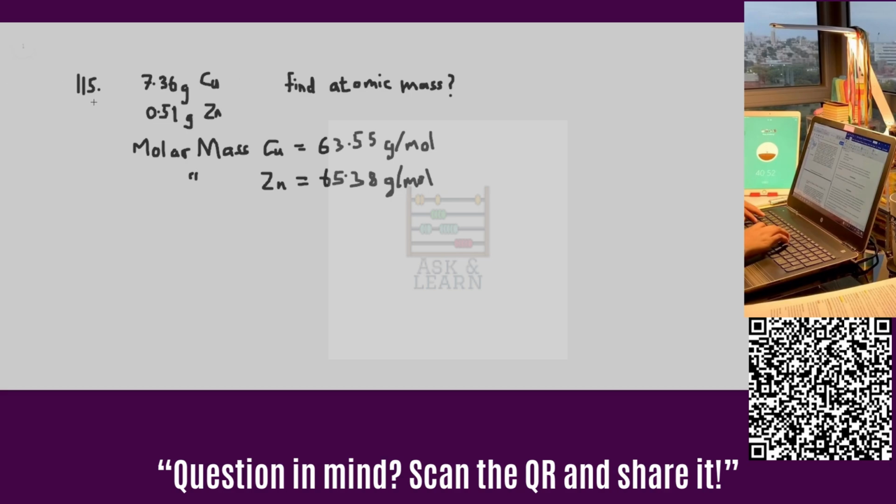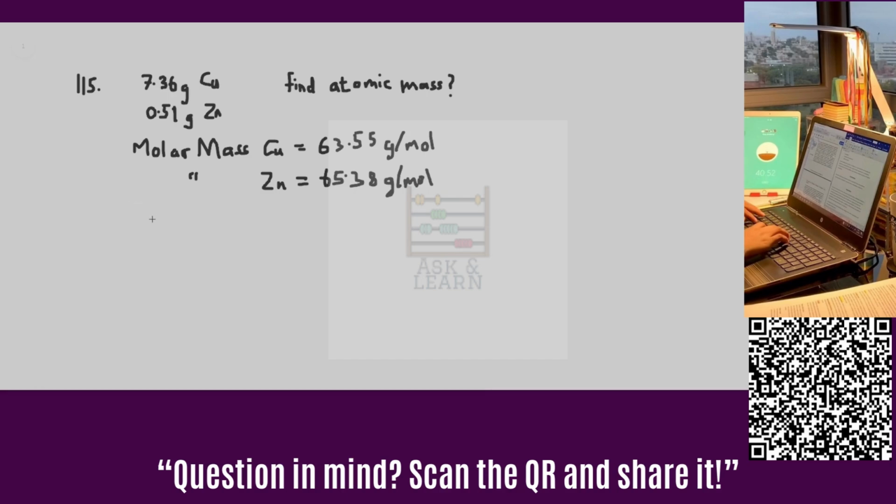All right, we're solving problem number 150 of Tro's chemistry structure, and this is problem number 151. In this problem, the sample is composed of 7.36 grams of copper, but that's contaminated with an additional 0.51 grams of zinc. And we're told to measure the atomic mass of the sample. So we're supposed to find the atomic mass of the sample, which has been contaminated with some zinc.